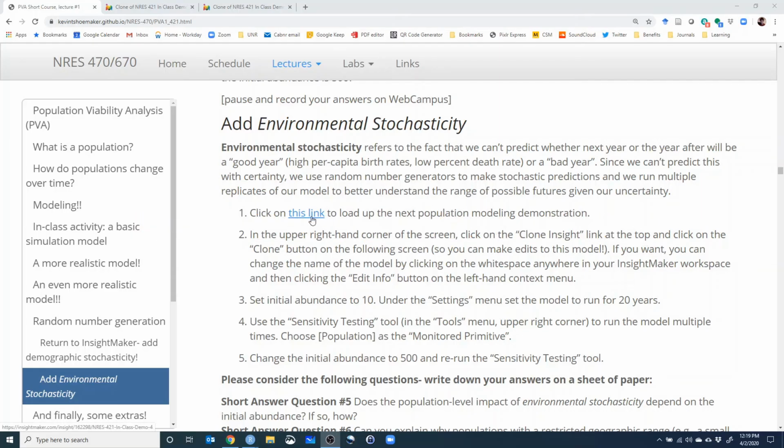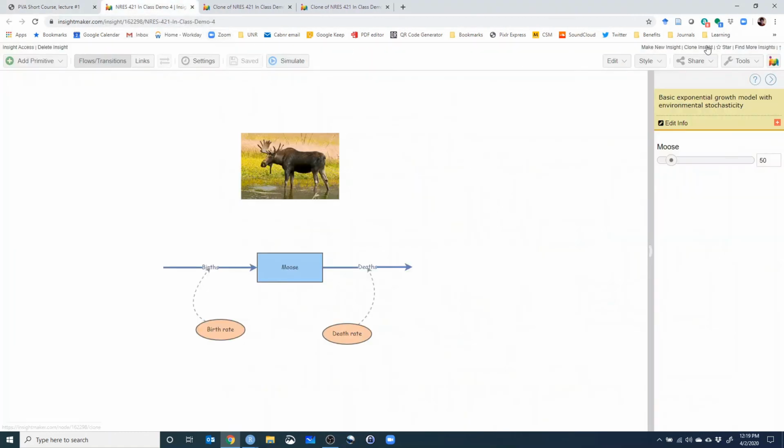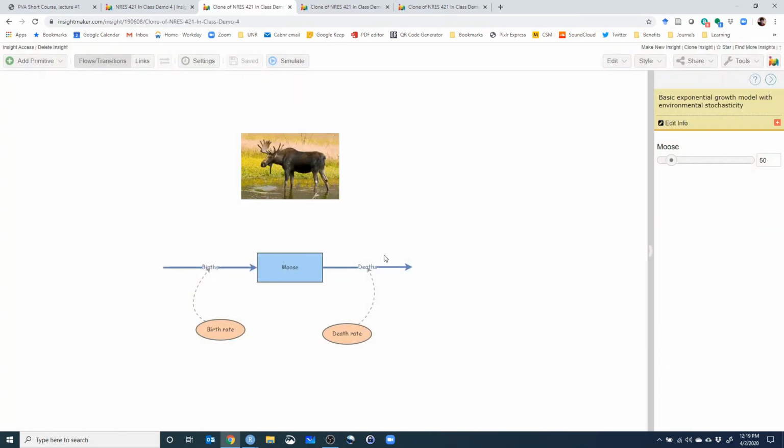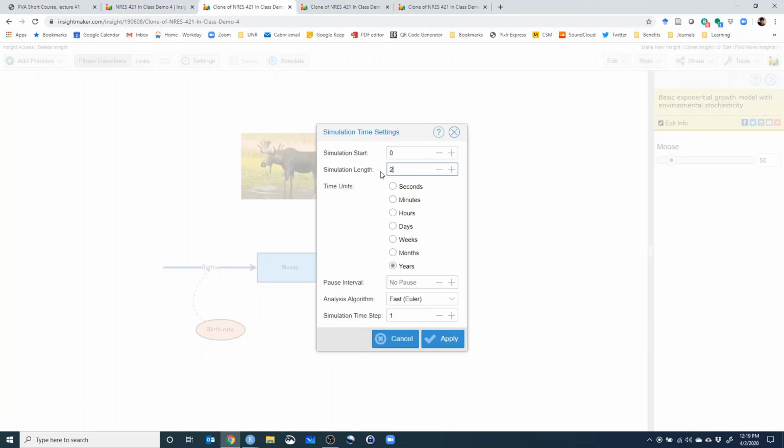So let's load this link up. This is the last model that we'll be running before our more formal and more interesting PVA models. So I'd like to open in a new tab. We can look at it and clone it so that we can make changes to it. All right. And let's take a look at it. It should be running for, let's change it to run for 20 years.